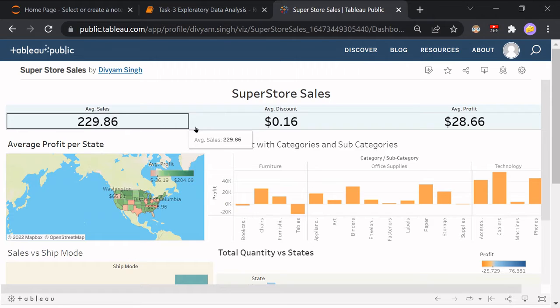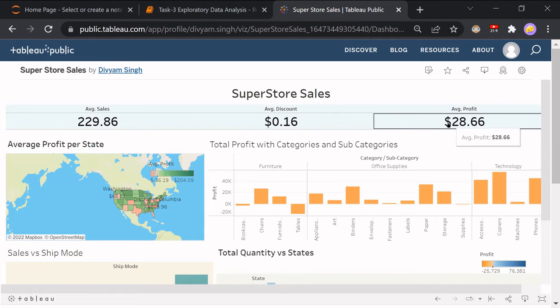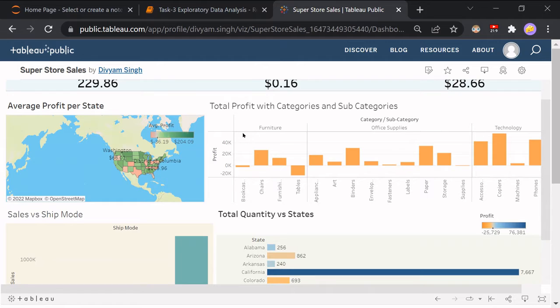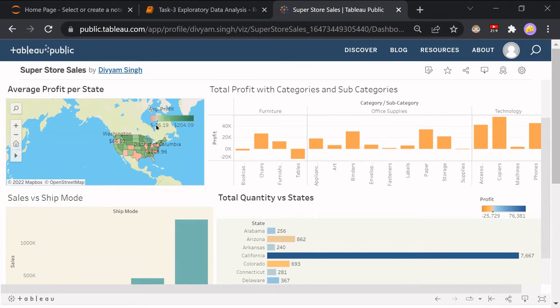In the starting, I have printed the 3 values, which are the average sales, average discount, and average profit in the whole data. As we can see, the first chart, which I like the most, is created with the help of longitude and latitude columns from the dataset.